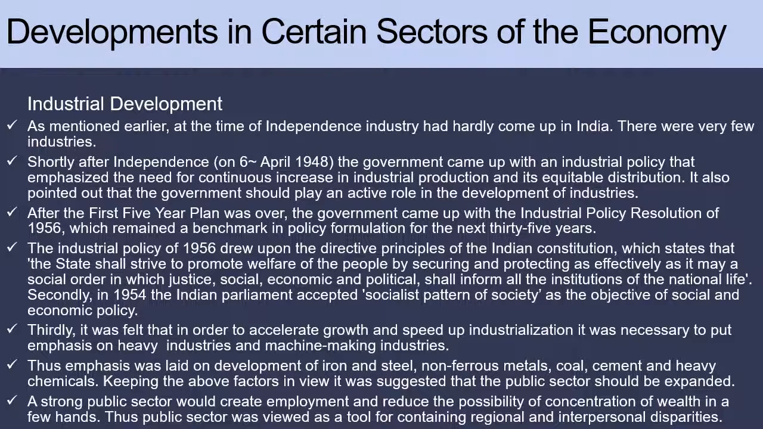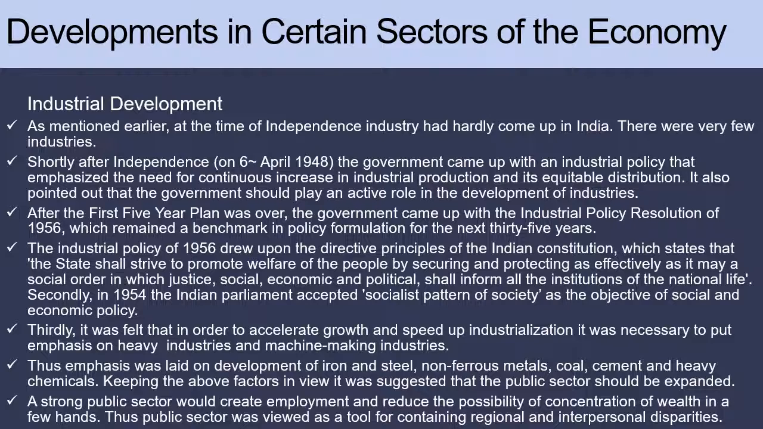After the first 5-year plan was over, the government came up with the Industrial Policy Resolution of 1956, which remained a benchmark in policy formulation for the next 35 years. The Industrial Policy of 1956 drew upon the directive principles of the Indian Constitution, which states that the state shall strive to promote welfare of the people by securing and protecting as effectively as it may a social order in which justice, social, economic and political, shall inform all the institutions of the national life.